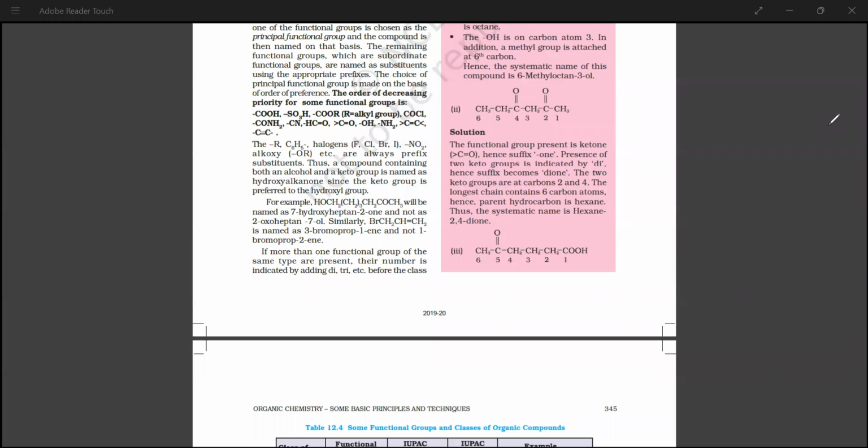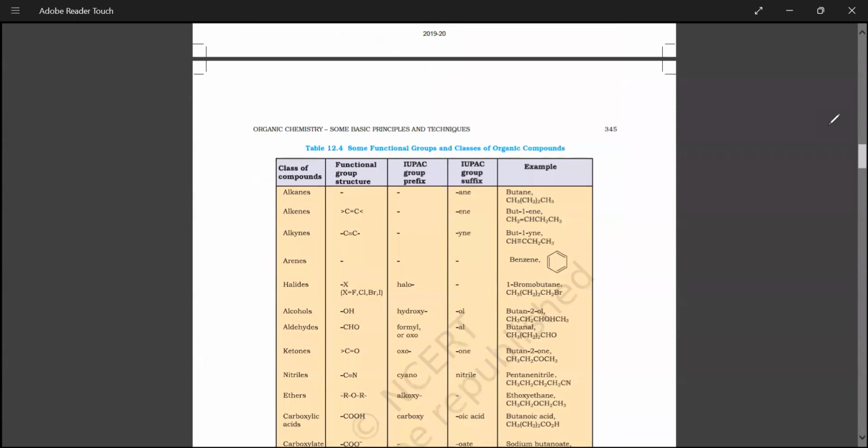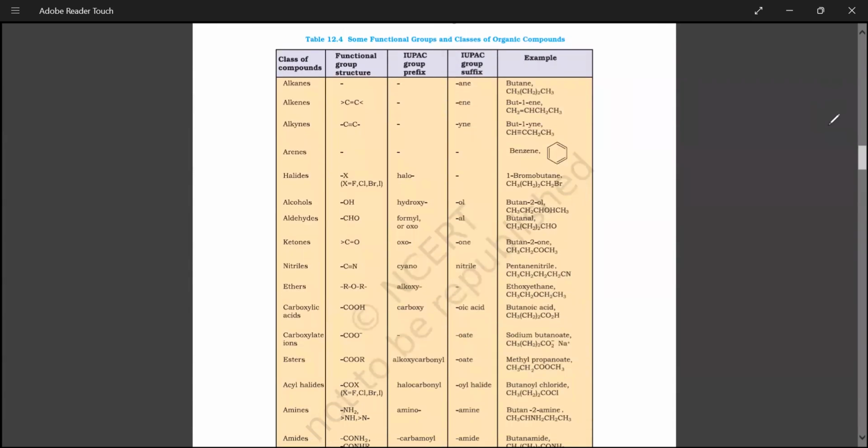Now see the next one. This whole table we should know. Alkanes can only have a suffix, no prefix. If a carbon-carbon single bond is there, then the suffix ane will be used. If a carbon-carbon double bond is there, then the suffix ene will be used. If a carbon-carbon triple bond is there, then the suffix yne will be used. There will not be any prefix for alkane, alkene, or alkynes.